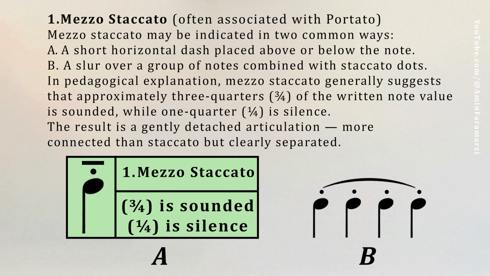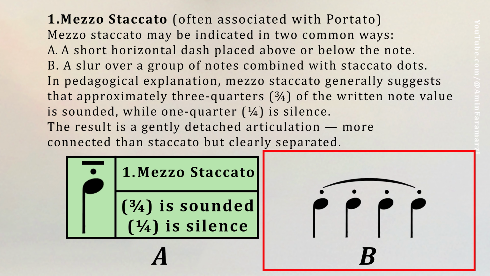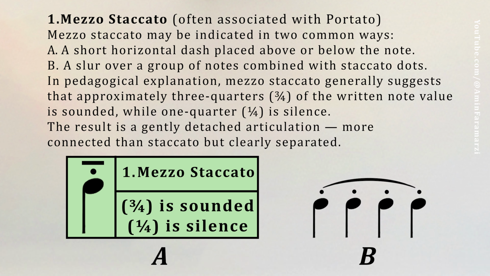1. Mezzo staccato. Mezzo staccato may be indicated in two common ways. A, a short horizontal dash placed above or below the note. B, a slur over a group of notes combined with staccato dots. In pedagogical explanation, mezzo staccato generally suggests that approximately 3/4 of the written note value is sounded, while 1/4 is silence. The result is a gently detached articulation, more connected than staccato, but clearly separated.